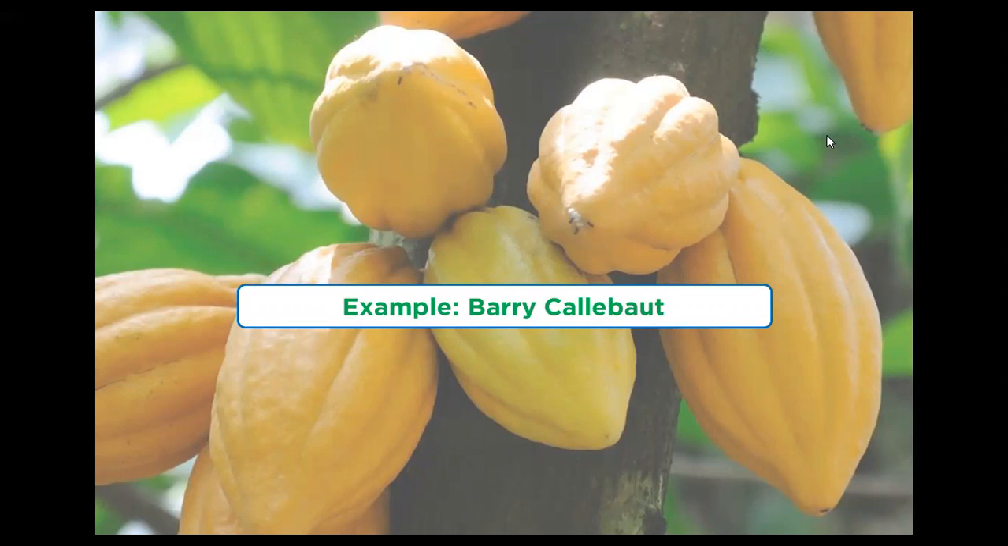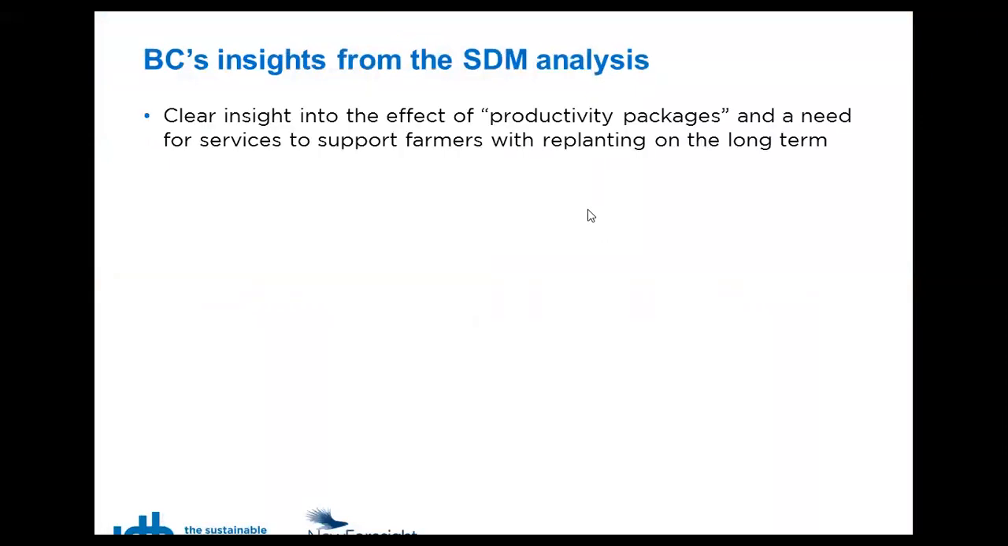We go to the next slide. For BC, the insights of the model were quite prevalent. It was a pivotal part of the success of this actual offering. Through the modeling process, it became clear that the productivity package is great, but it's really just the first step, as the effects of the tree age is such a significant factor when we're looking at productivity and profitability of these smallholder farmers.